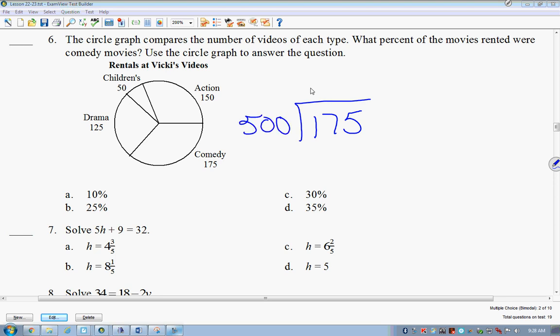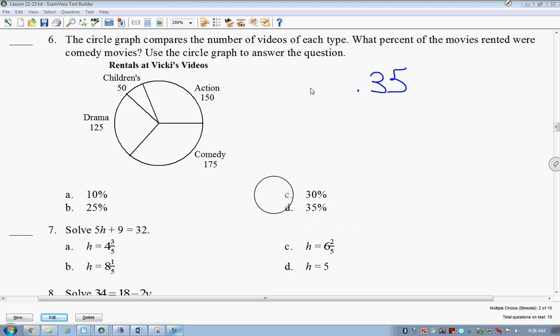What do you get? 0.35, okay, which is going to be what percent? 35%. Okay, that's fine. Yeah, there are other ways to do that. You could probably set up a proportion for it.